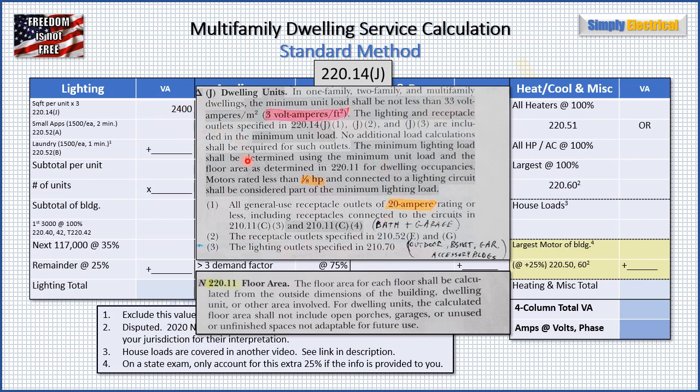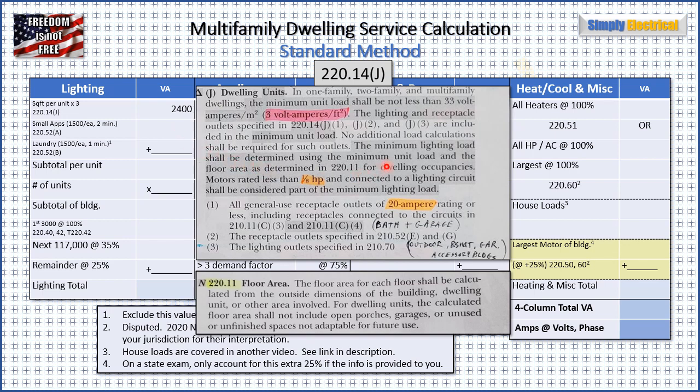So you don't have to go anywhere else in the calculation to figure these loads in. They're part of this number. They've already been figured in. In fact, it tells us right here, next sentence, no additional load calculations shall be required for such outlets. So that number here takes care of everything. So we have 800 square foot per unit times 3 is 2400 VA.